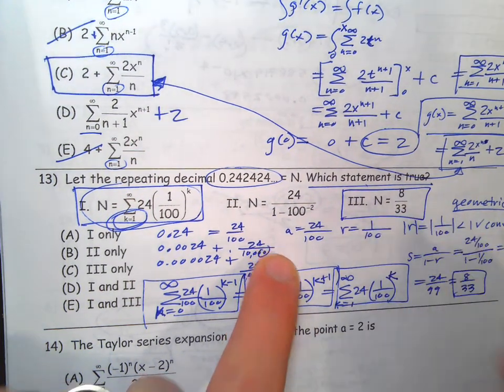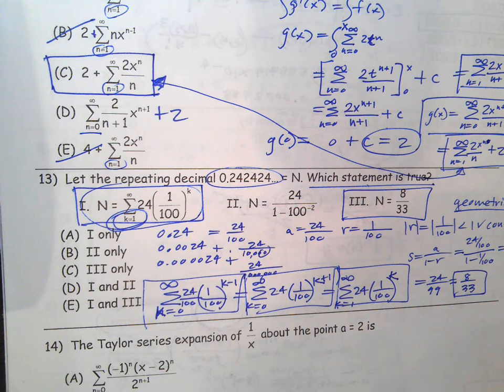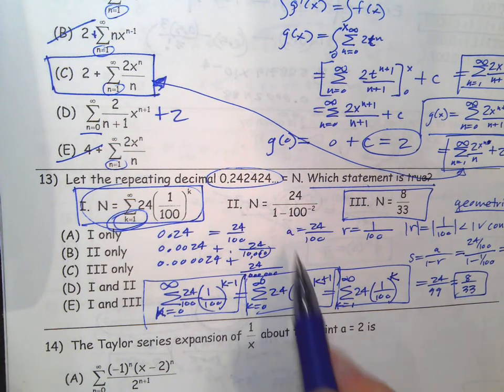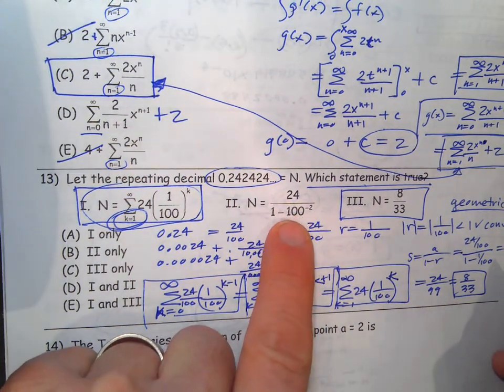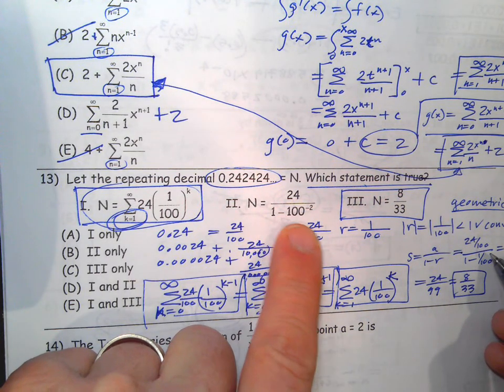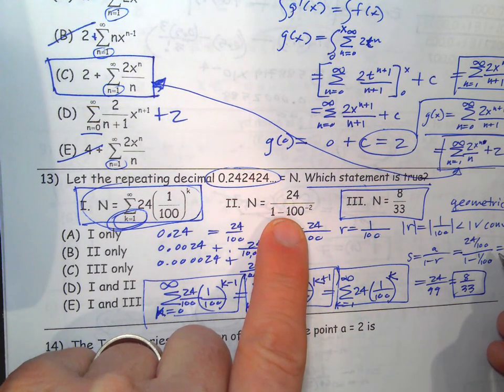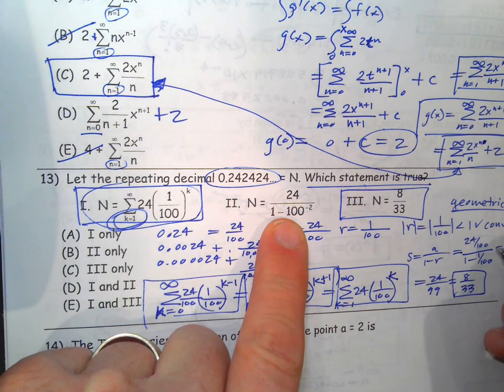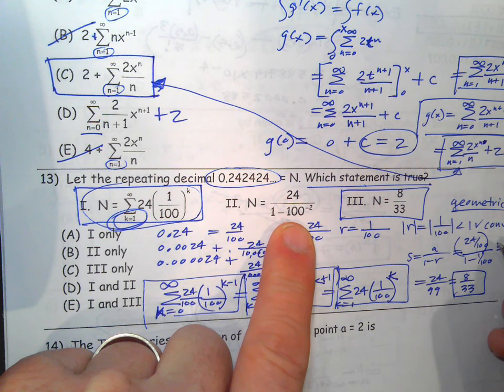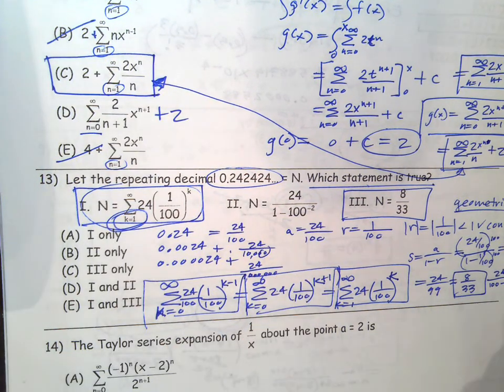That one works too. So this one I'm not really sure. I mean, it looks like maybe it's close to this. Like if you want to rewrite it like this, it looks like they multiplied the top and bottom by 100. Should be 24 over 100 minus 1. So that one's off.